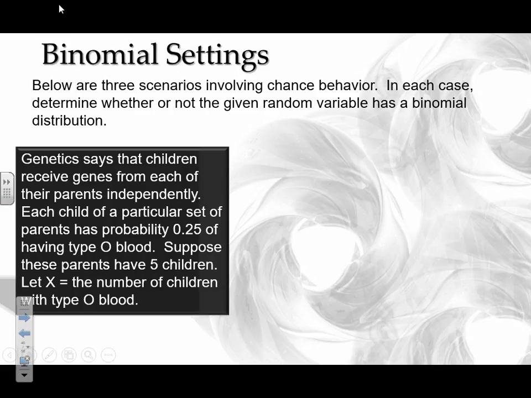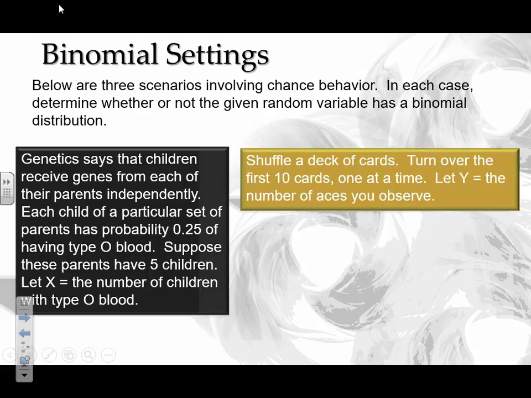And then the last one, the probability of success is the same for each child. So every time they have a kid, does the probability that they have type O stay the same? Yes, it would. It's always going to be a 25% chance. So all 4 conditions are met. Would this be a binomial setting? Yes, it would. So you would say, yes, it's binomial, and then you would list those 4 conditions and how it applies to this particular setting. Okay? Let's take a look at the next one.